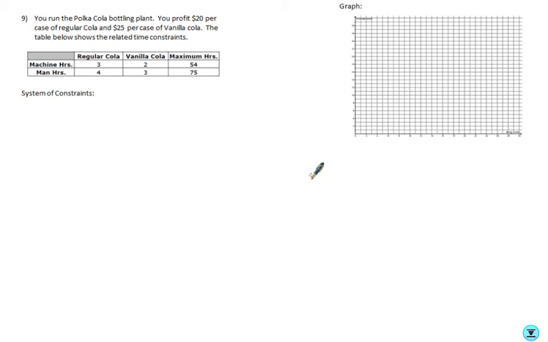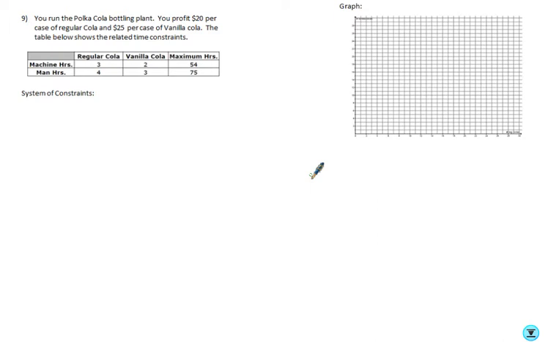Alright, so for this one we're actually going to combine 9 and 10 into one video because they relate to one another. This gives us a good chance to apply everything that we've done in this unit to a real-world problem. So it says that we run a bottling plant, and with our bottling plant we make two different Cokes. We make regular Coke and we make a vanilla Coke.